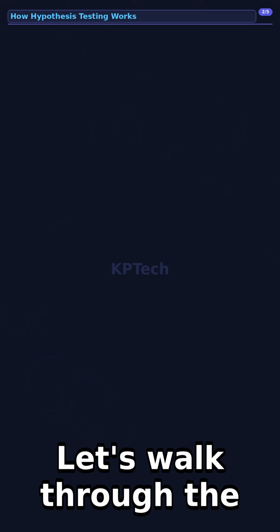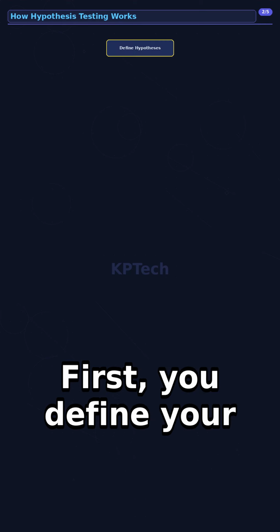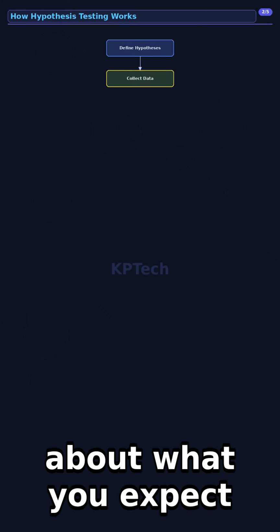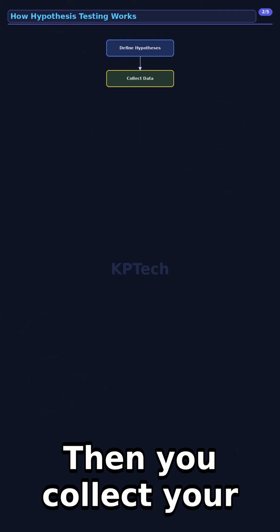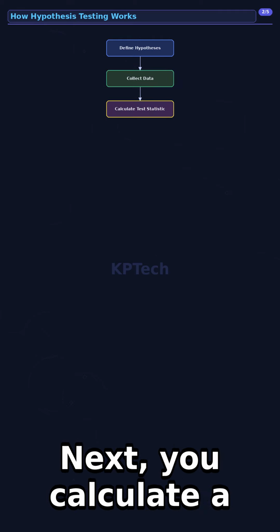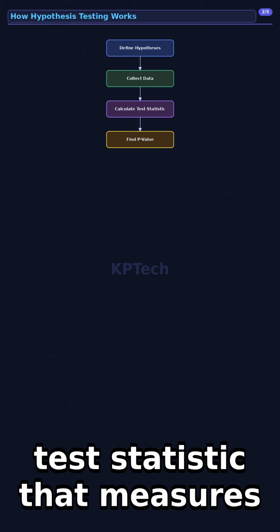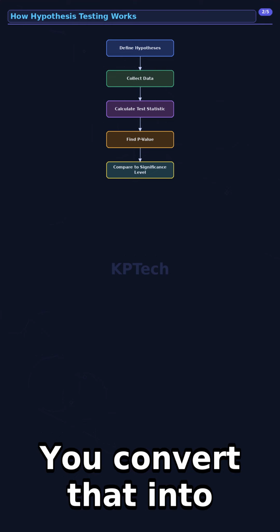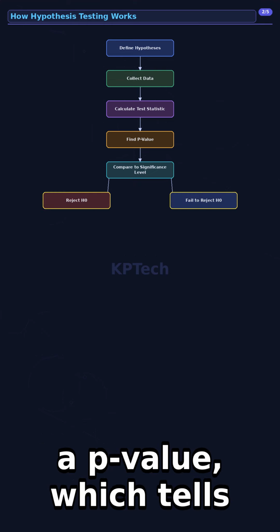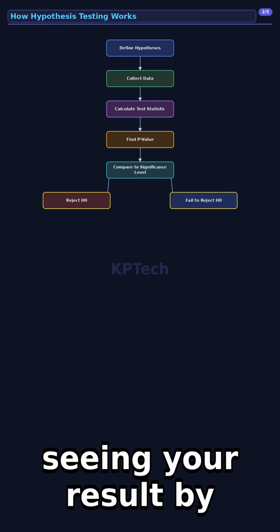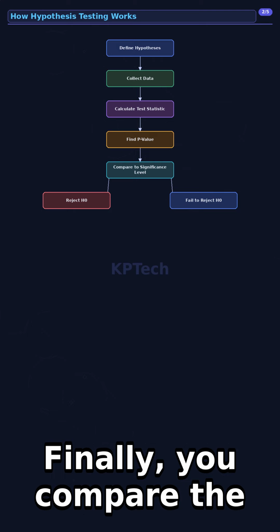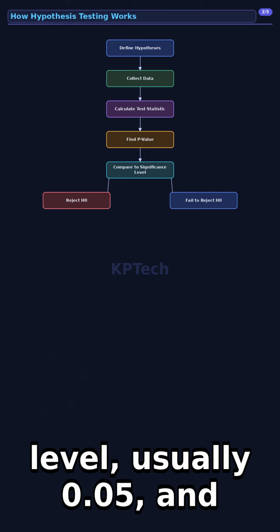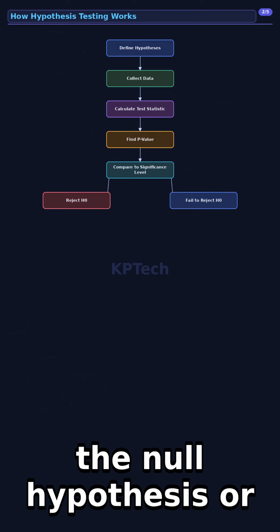Let's walk through the hypothesis testing flow. First, you define your null and alternative hypotheses about what you expect to see. Then you collect your data from the experiment. Next, you calculate a test statistic that measures how far your result is from what the null hypothesis predicts. You convert that into a p-value, which tells you the probability of seeing your result by chance. Finally, you compare the p-value to your significance level, usually 0.05, and decide whether to reject the null hypothesis or not.